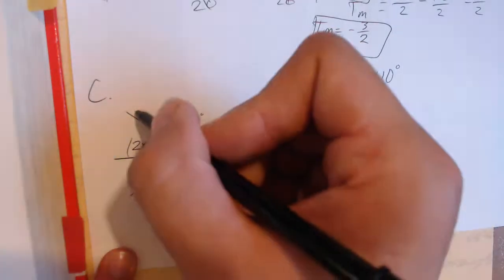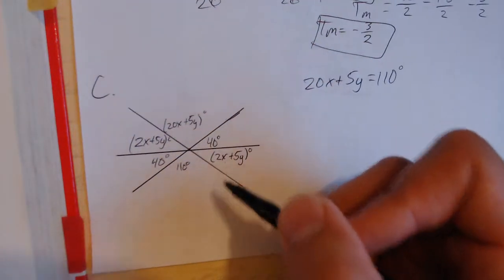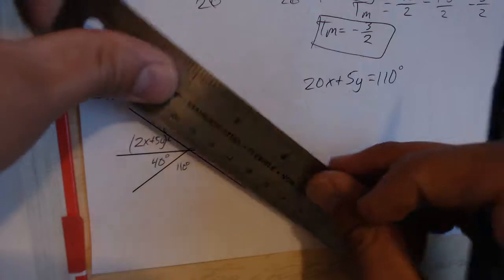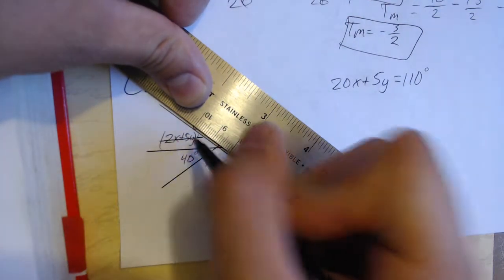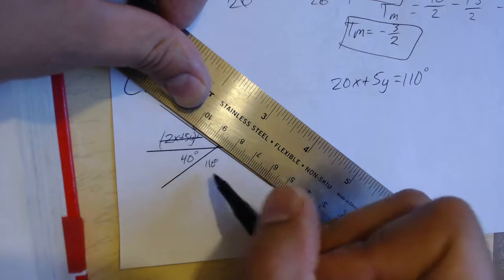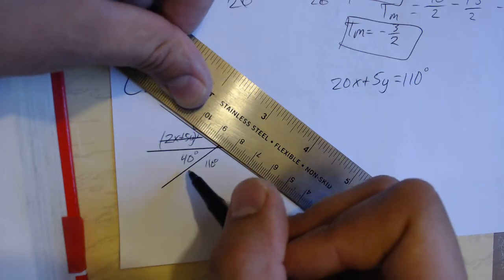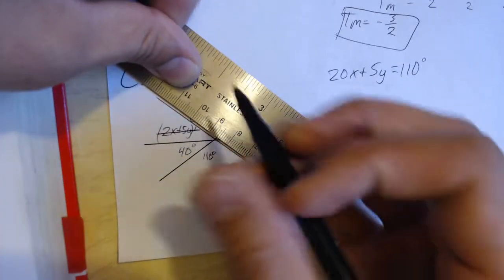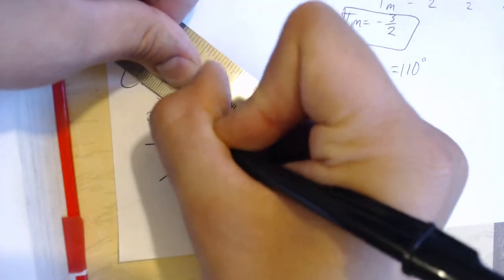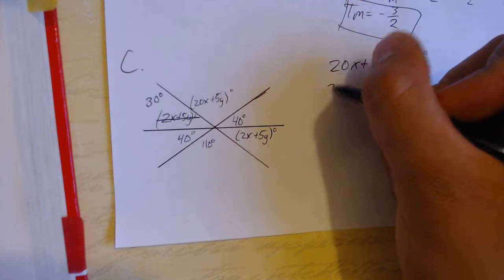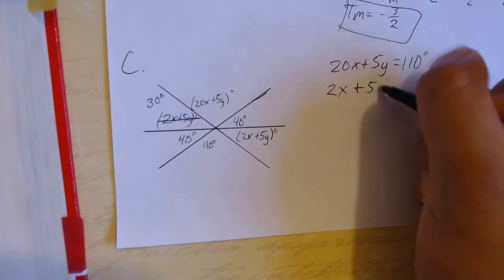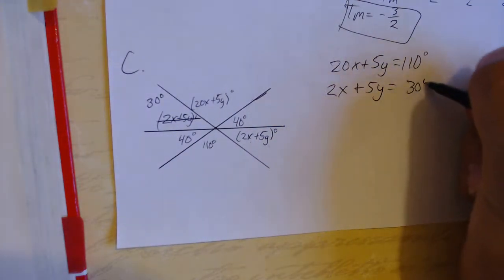We could use another straight angle. So we've got a straight angle here. If we were to cover this up, all of this would have to add up to 180. So instead of having to write 2x plus 5y, 110 plus 40 is 150. So 150 minus 180 would be 30. So this has to be 30 degrees. So then we can say that this is equal to 30 degrees. So then we've got 2x plus 5y equals 30 degrees.